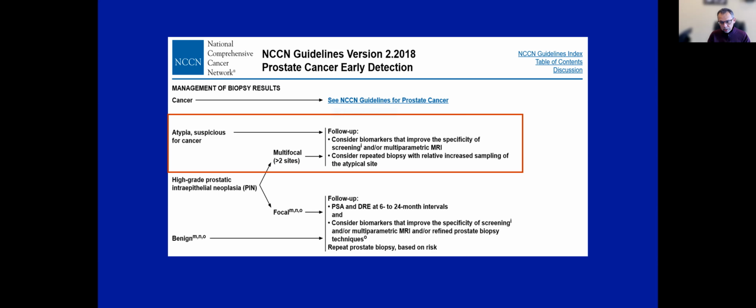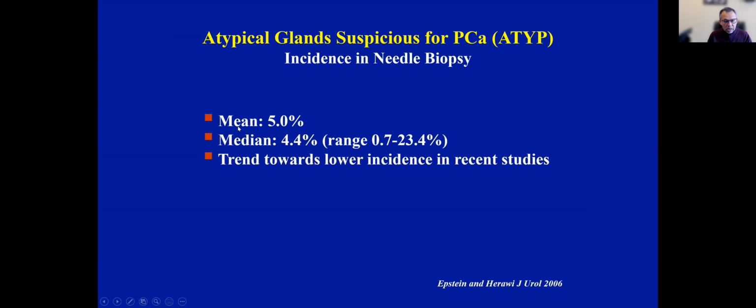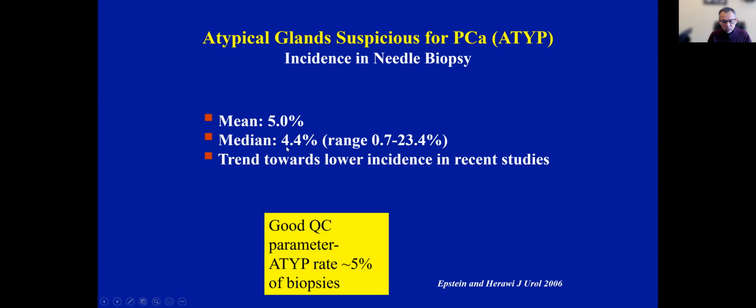But if there is no lesion in MRI, no PI-RADS 3 to 5 lesion, then they may opt sometimes to follow up this patient with repeat PSA estimation. So this is still considered to be an important diagnosis. Its mean incidence is about 5%, median is about 4.4, and in the contemporary series, there is a lower incidence. But this could be a good quality parameter when you go in practice.